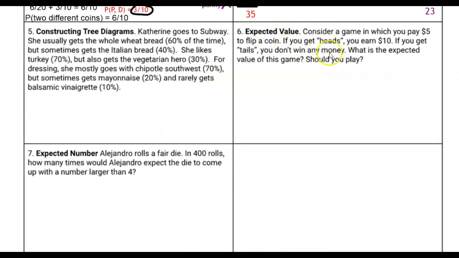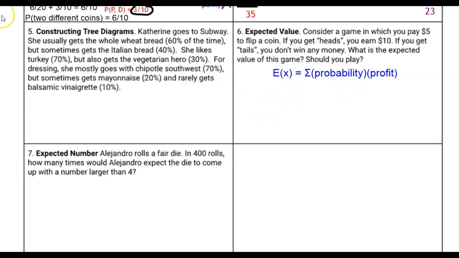All right, moving on to expected value. Consider a game in which you pay $5 to flip a coin. If you get heads, you earn $10. If you get tails, you don't win any money. What's the expected value of the game? Should you play? Okay, so expected value, as you know, is the probability of each outcome times the profit for each outcome. So there are 2 outcomes here.